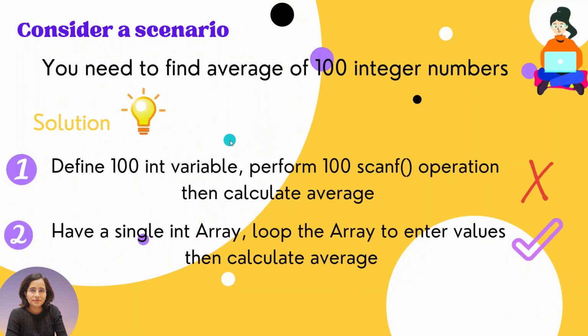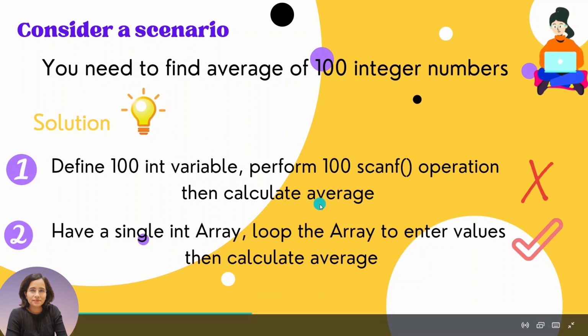Let's consider a scenario. You need to find an average of 100 integer numbers. So there are two solutions. First, we can define 100 integer variables and perform 100 scanf operations, and then we can calculate the average. We have one more solution to this problem: having a single array of integer data type, then loop through the array to enter the values, and then we can calculate.